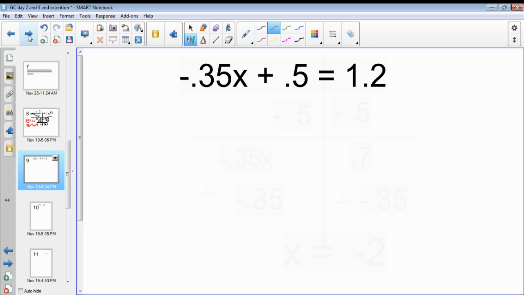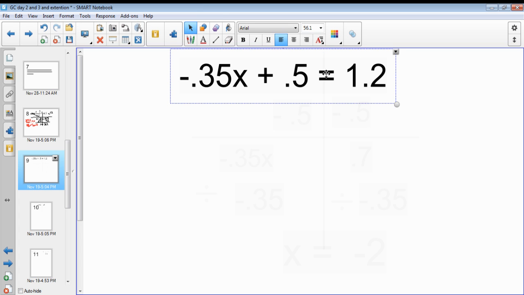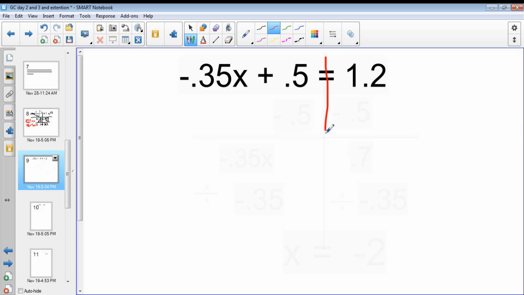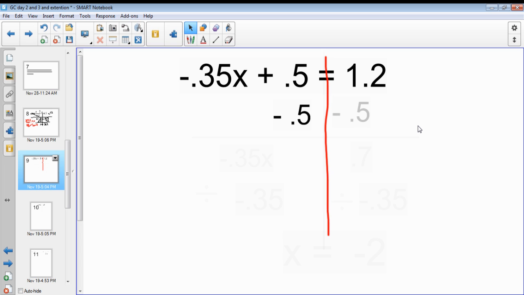If we look at our next example, this is similar to the basic two-step equation problems we did 2 days ago, but again, it has decimals. We're still going to use the same inverse operations. I'm going to start with my line down the middle, and I'm going to start with the number that is not directly next to my variable or considered its coefficient, and that is my adding of 0.5 or 5/10. The opposite or inverse operation of that is subtracting 5/10 from both sides.